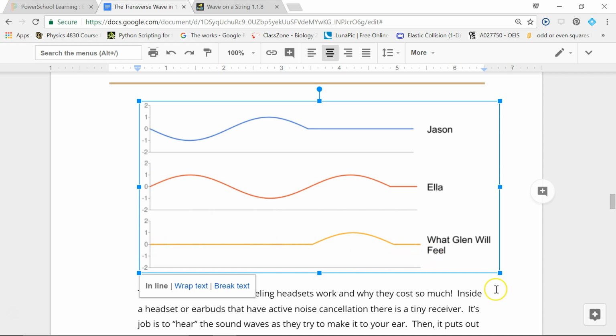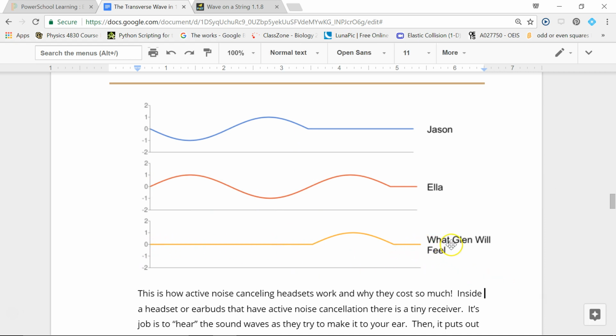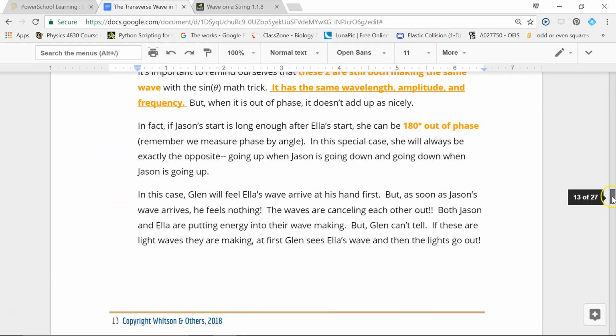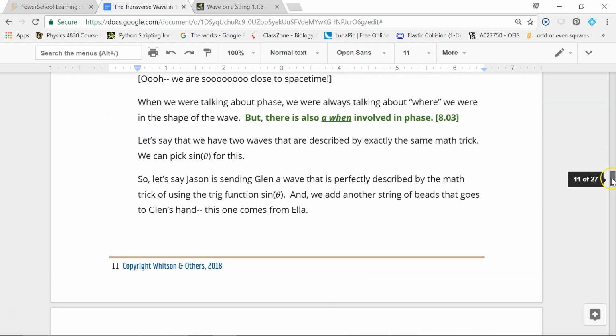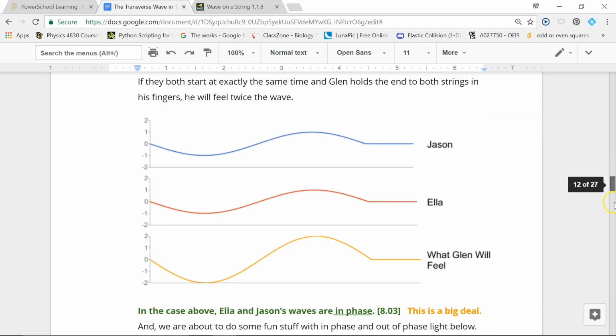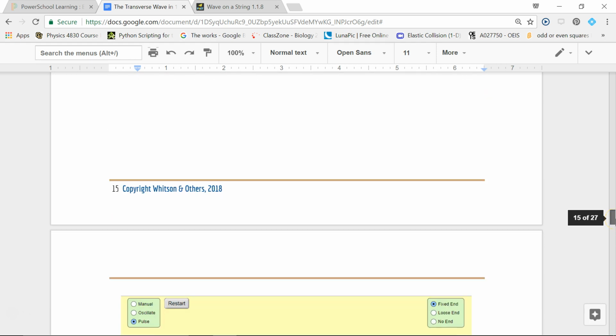If this is a light wave, what Glenn will see is light, light, light. I'm sorry, nothing, light, nothing. We're going to see this as dark bands when we see our interference from our double slit experiment, when we prove that light is both particle and wave. It's going to be bands, and we're going to see dark bands when it destructively interferes, and we're going to see bright bands when it constructively interferes. Okay.